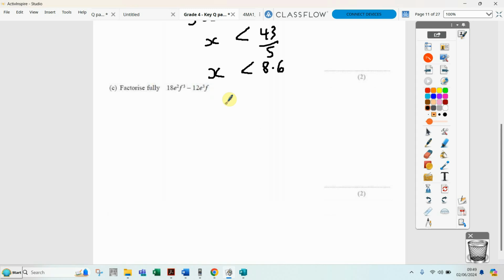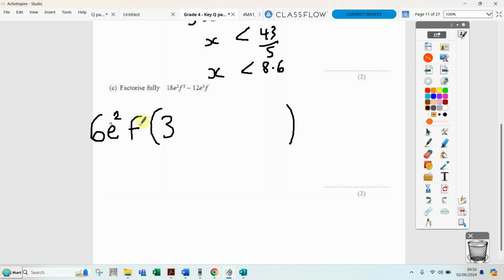Factorize fully means to put it into brackets. Okay, so what's common out of 18 and 12? The highest number that goes into 18 and 12 is 6. Out of e squared and e cubed, the highest one that's in both is e squared. Out of f cubed and f, the highest one that's in both is f.